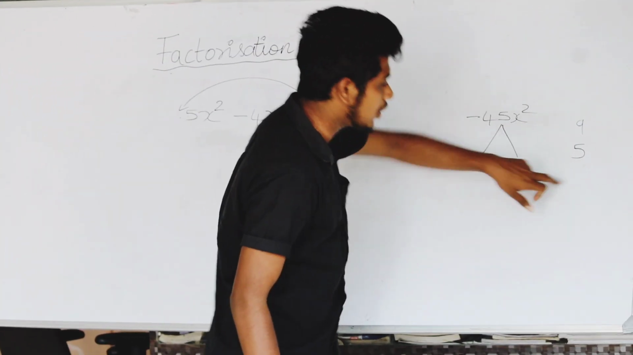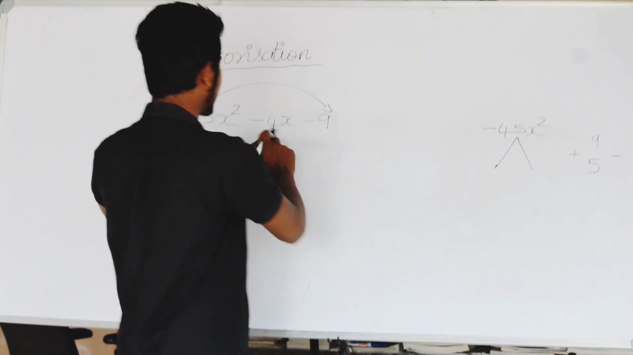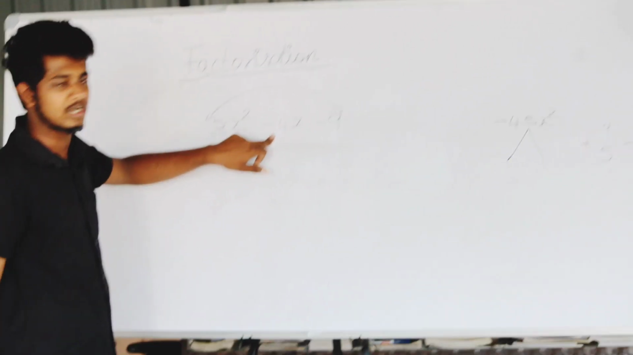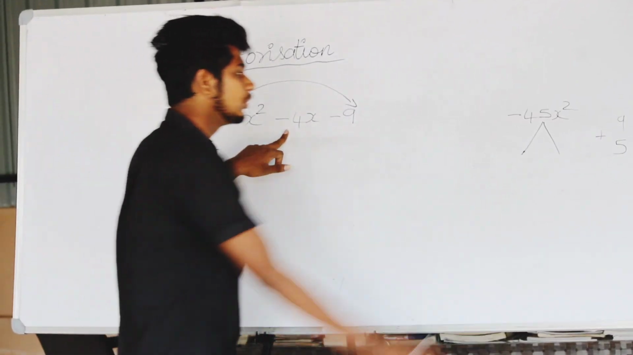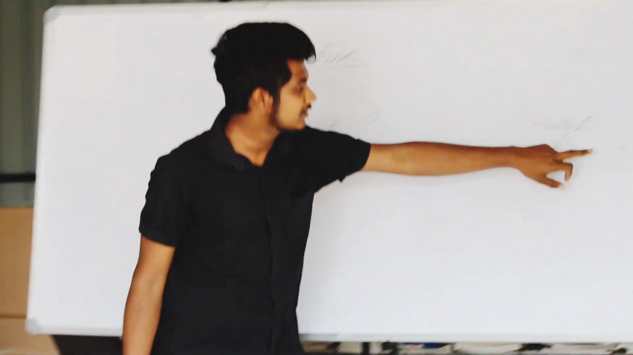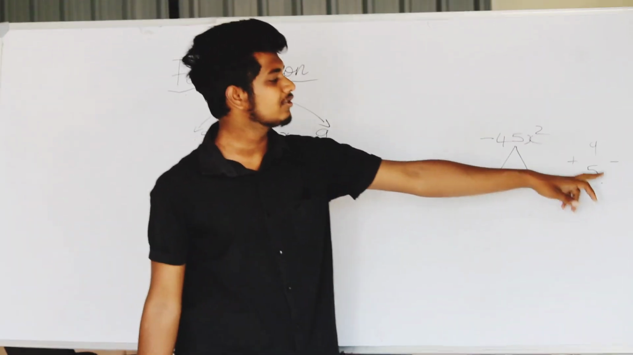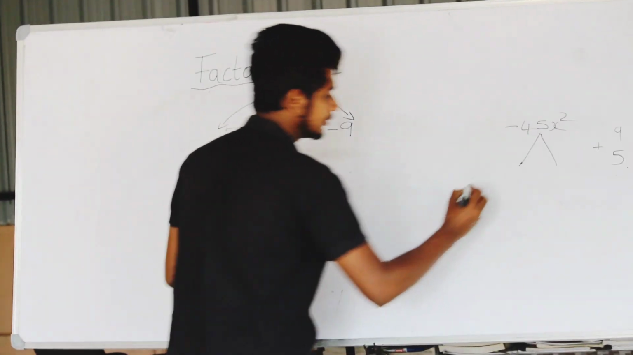If you add or subtract these numbers, you should get the middle number. So between these two numbers, what do you have? Minus 4x. So you should get 4x. So for that, what you have to do? Minus this or add this. You should get this number. First, check it. If you add, you will get 14. If you minus, you will get 4. Right? So let us take this.